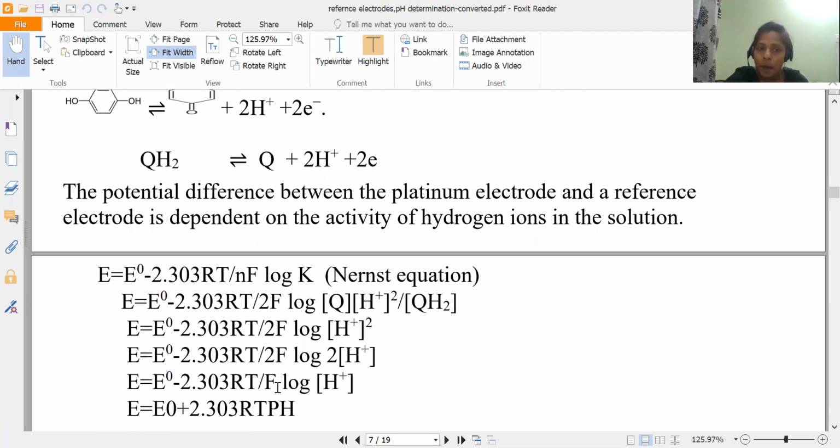But we know that −log [H+] is nothing but pH, the power of hydrogen. So in place of −log [H+], we can write pH. When the minus comes here, we can write plus: E = E° + 2.303 RT/F pH. This is the quinhydrone electrode potential equation, the Nernst equation. By using this equation, we are going to find the pH of an acidic solution. Yes, so this is about the quinhydrone electrode.